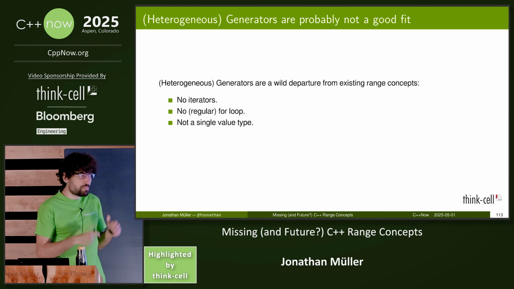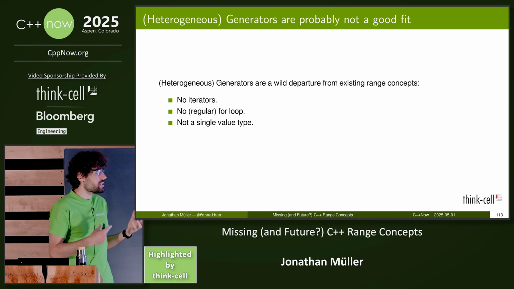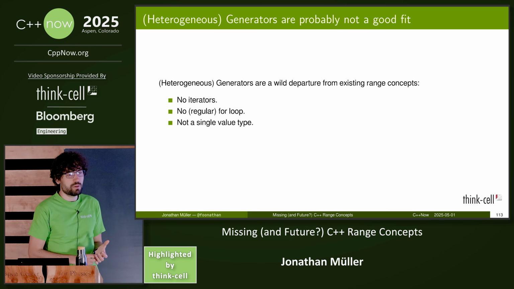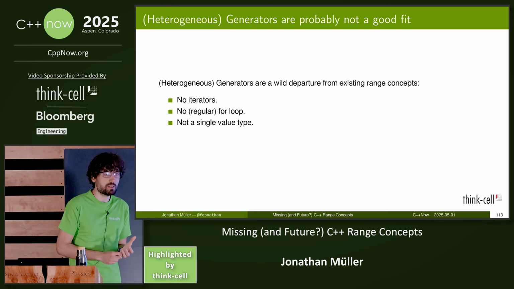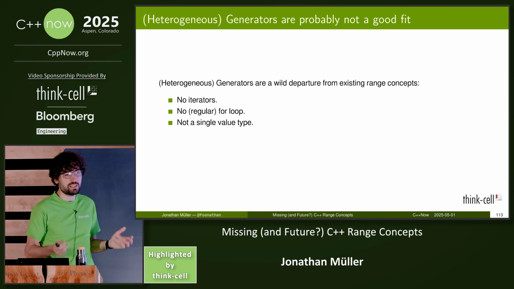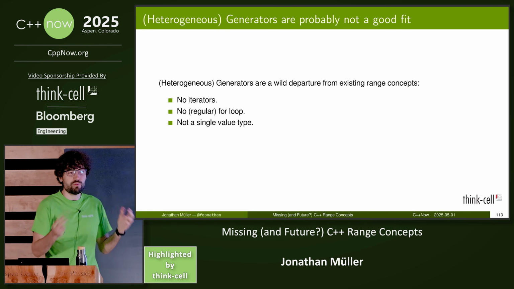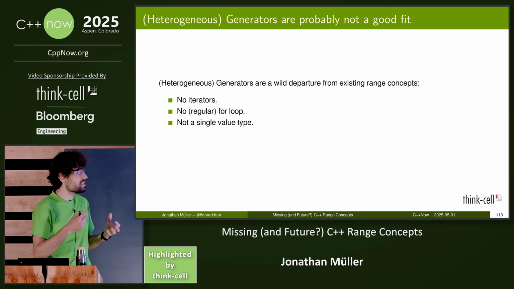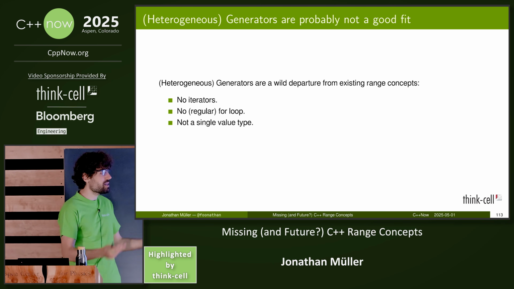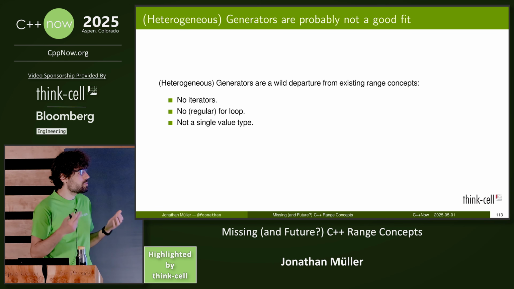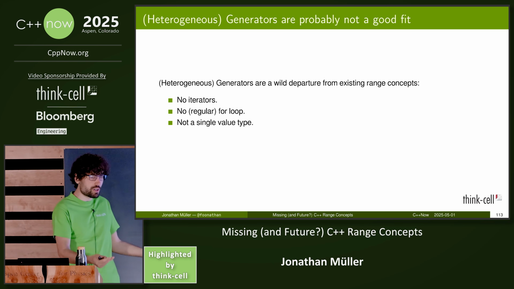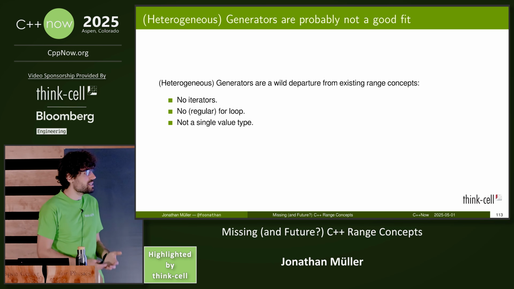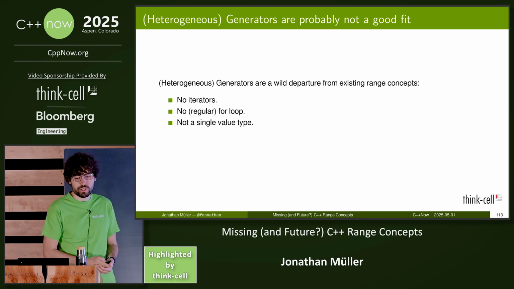Now, I don't think the generators or the heterogeneous generators even are probably a good fit because they're like a wild departure from existing range concepts because we've got ranges which don't provide iterators. We've got ranges that don't allow the for loop. We've got potentially ranges that have multiple value types. And this is such a wild departure from everything in ranges and everything in the algorithms. And it would require so many changes to wordings to carve that out, to allow that. It's not a breaking change, it's just a lot of work. And I don't think it's a good fit for the foreseeable future with the way the standard library works.